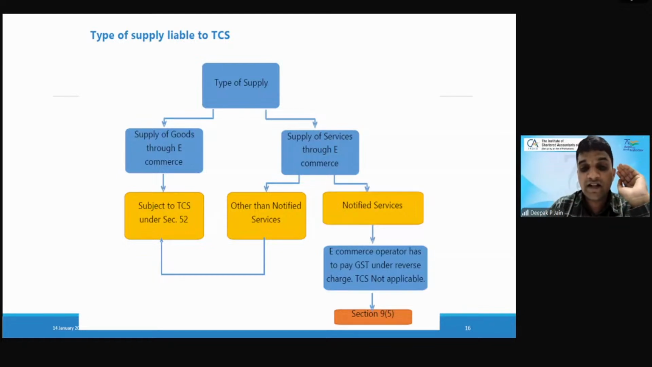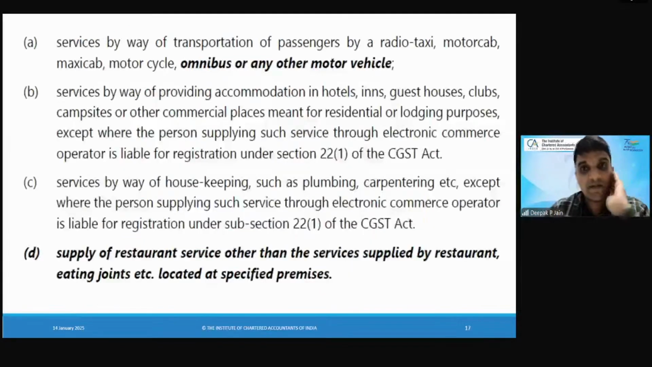Okay. Now, first let us understand what these are, on which the tax has to be paid by the e-commerce operator. Services by way of transportation of passengers by radio taxi, motor cab, maxi cab, motorcycle, omnibus, or any other motor vehicle.